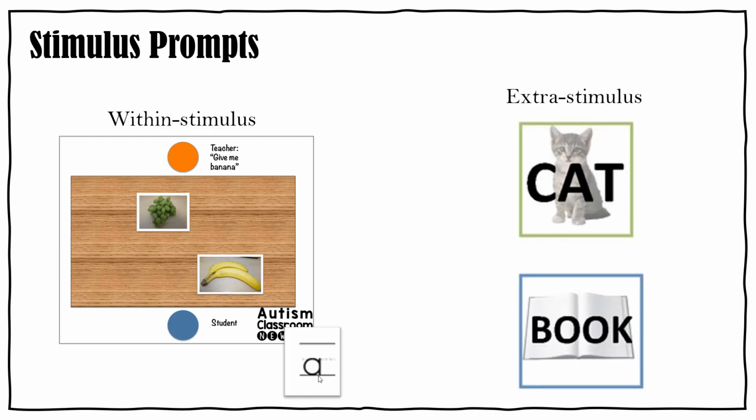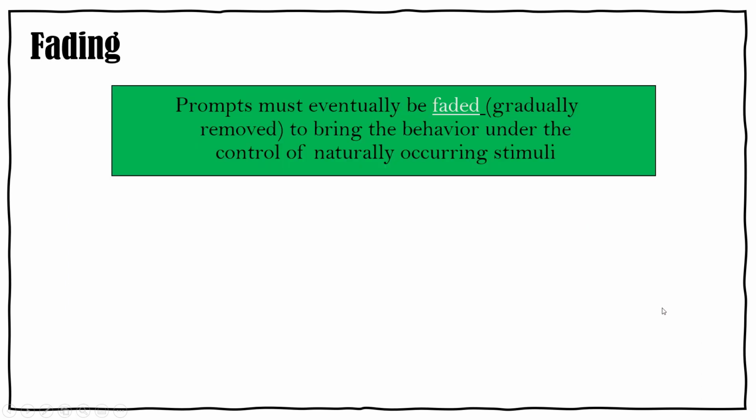The extra stimulus prompts are when you add something extra to the discriminative stimulus. So if you want the learner to read the written word cat, and they can't read it yet, but they do see a cat and they can say cat in the presence of a cat, then you might put that picture of the cat behind the written word, and that would prompt them to say cat. Same thing, if they see an actual book and they can say book, but they can't read the word book, you can put that picture of the book behind it.